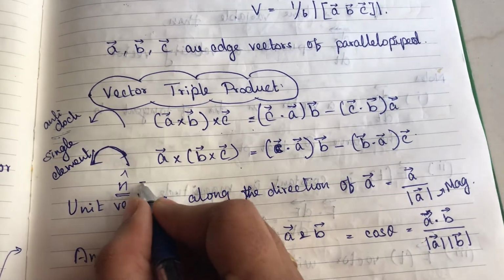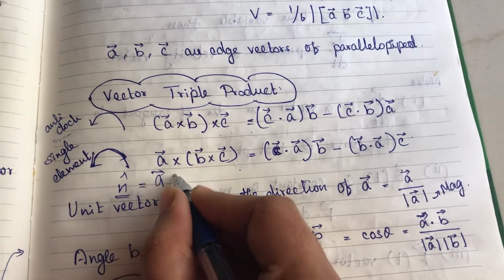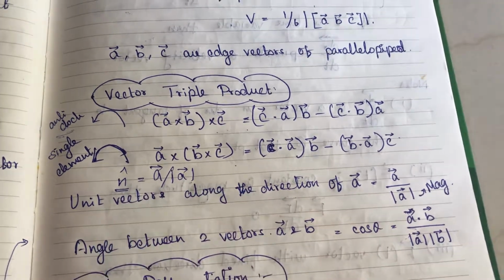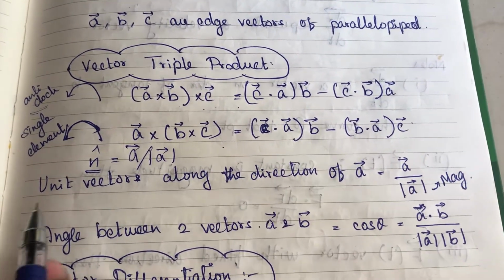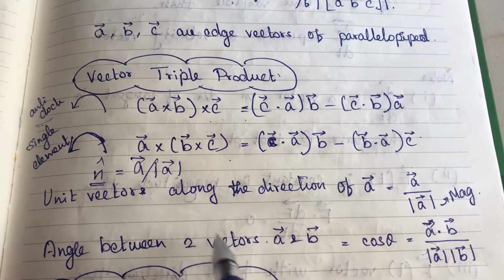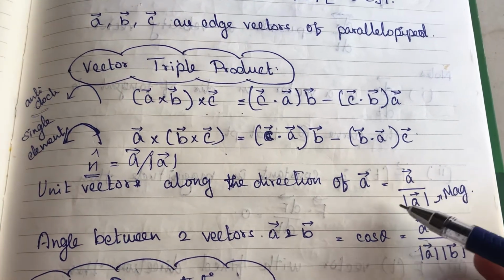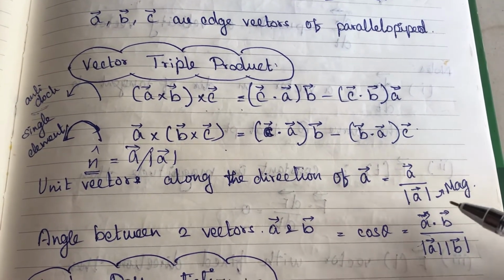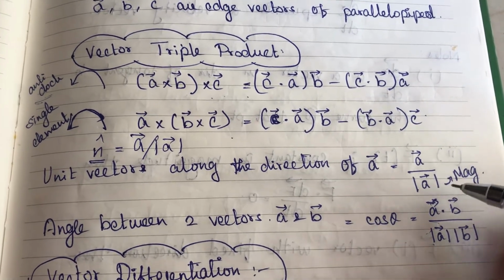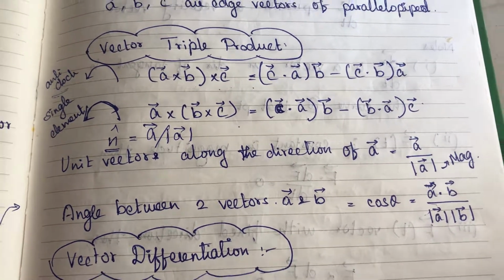So the formula for n cap is nothing but a vector by the modulus of that vector. You can see here, the unit vector along the direction of A vector. So I need to find the unit vector for A vector, which means just A vector by modulus of A vector, that is the magnitude of A vector. I need to find only the magnitude. If I take the modulus, I will get the magnitude value.